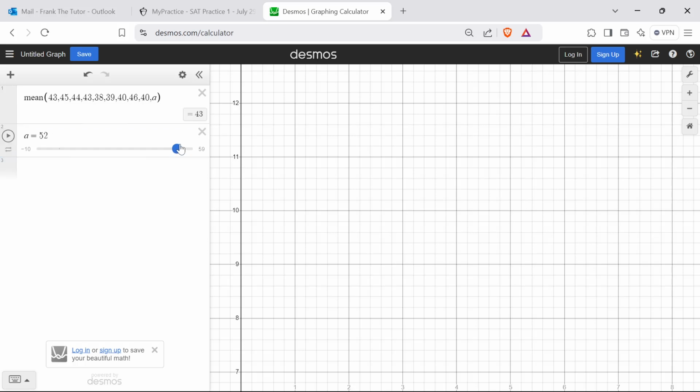Well, I stumbled upon it somehow. I got 43 there when A is 52. So if I go to any other bigger value of A, even integer values, the mean is not an integer anymore. I just so happened to slide the slider real fast, and I stumbled on it. When A is 52, the mean is 43. That's an integer greater than 42. A is 52, and it is also the largest number in the data set.